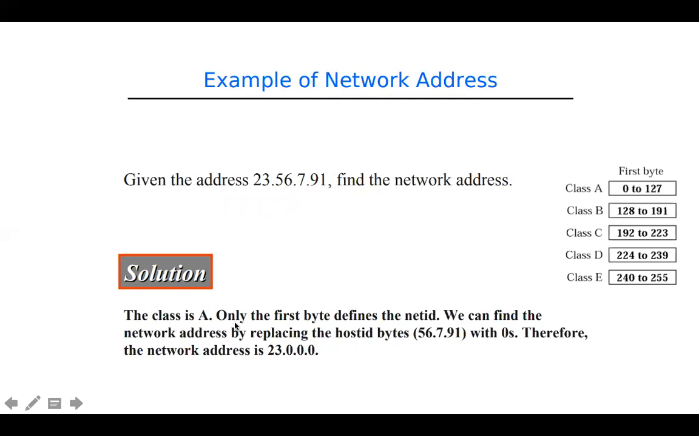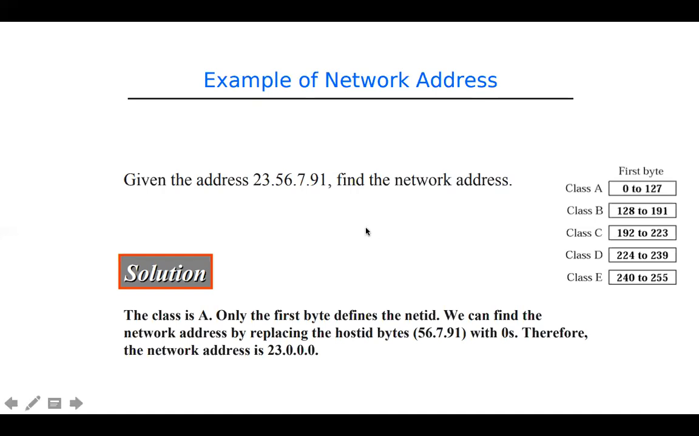You need to take note that only the first byte defines the net ID. So only the first byte, 23, is the net ID. We can find the network address by replacing the host ID bytes, which is 56.7.91, with 0. Therefore, the network address will become 23.0.0.0.